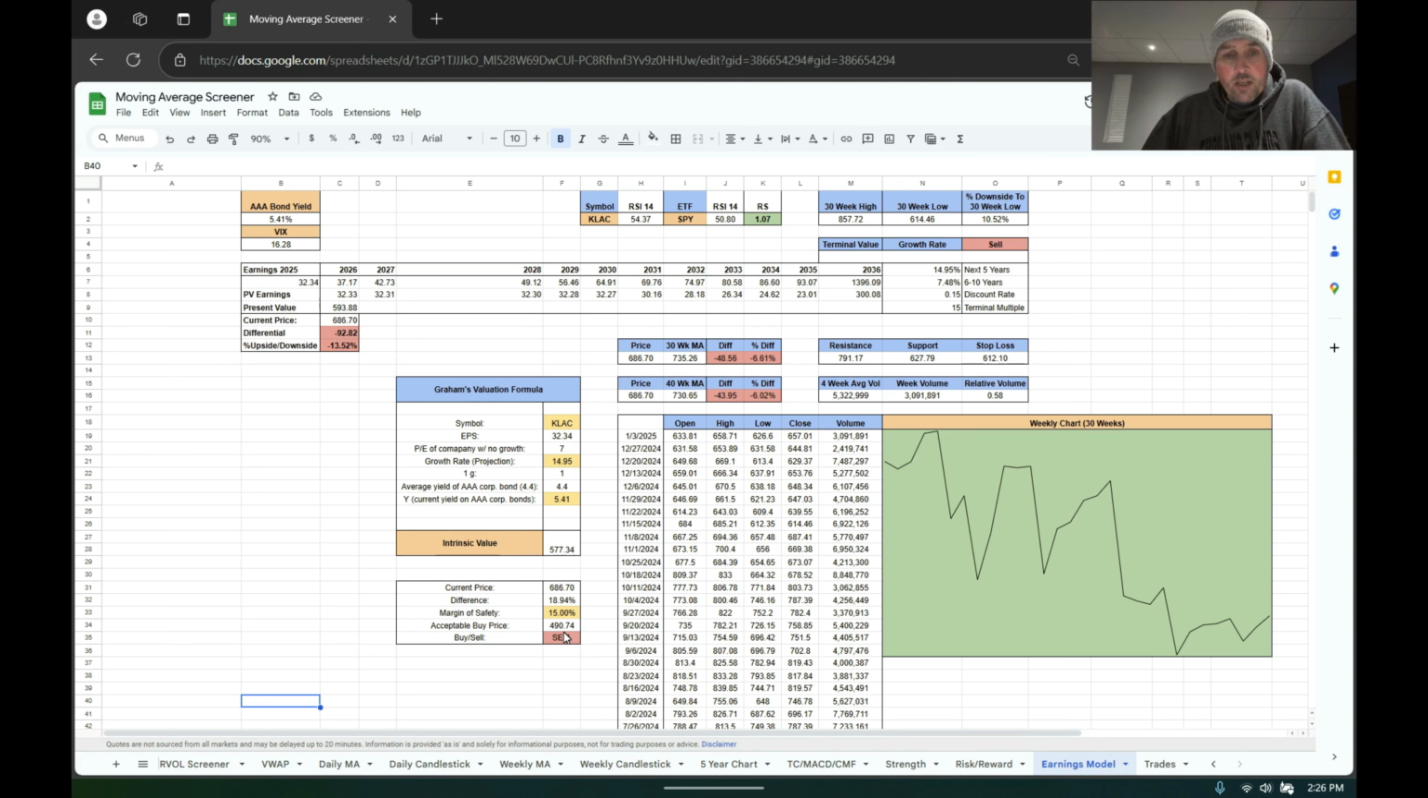This one has a price of $490 using a 15% margin of safety. So it's even more overvalued on this one. And they usually are going to be more overvalued on this one. So just keep that in mind.